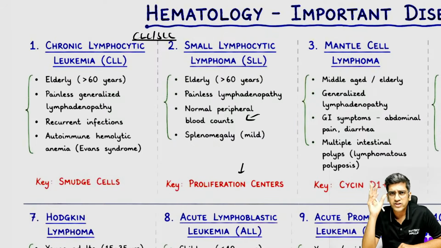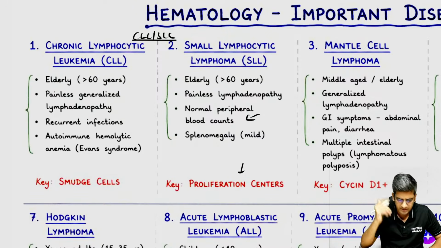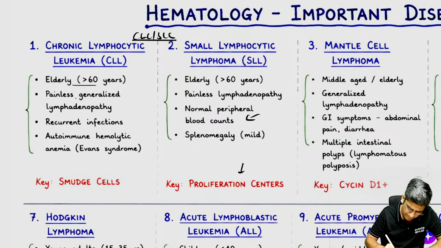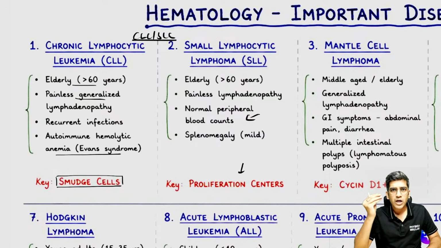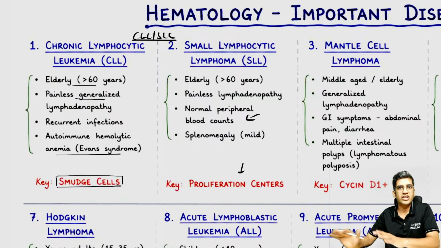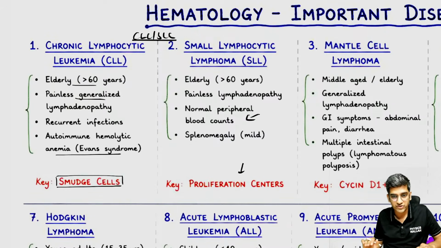But if I'm just going to say CLL, right? CLL is the common word. So SLL is not that common here. CLL, again, is an elderly, painless generalized lymphadenopathy. You might have a clinical history of Evans syndrome, and the key microscopic finding will be smudge cells. I'm sure everyone must know how to identify a smudge cell, right? That's not a difficult thing at all, right? So these are the keywords here.